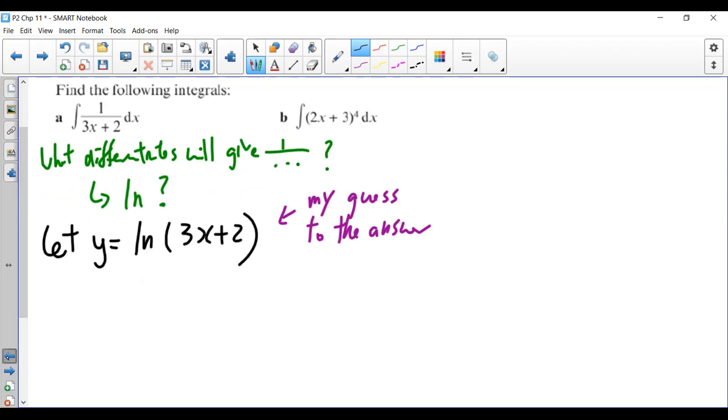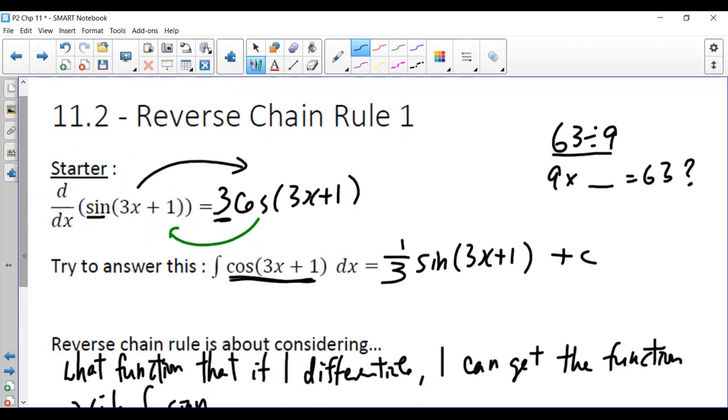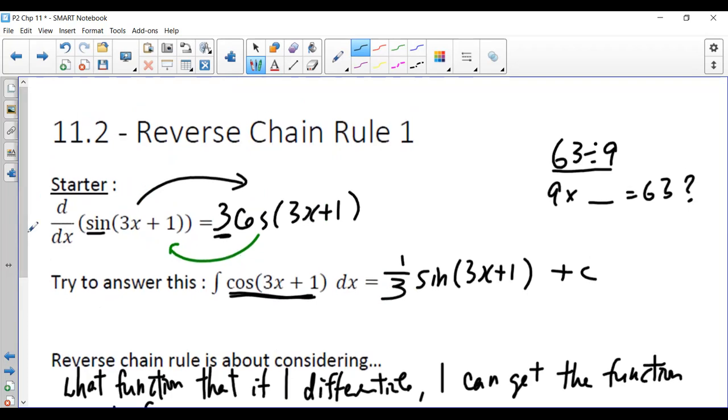Or if you like the comparison of dividing and multiplying, what I'm trying to say here is, for example, if the question asks me to do 63 divided by 9, I'm thinking, okay, let me guess. I know 9 times 6 will give me 54. Therefore, 9 times the next number should give me 63. So I'm guessing 7. So I'm going to let y be 7.